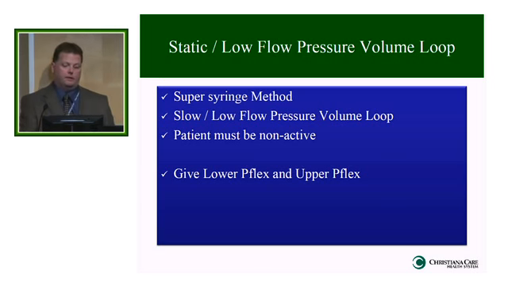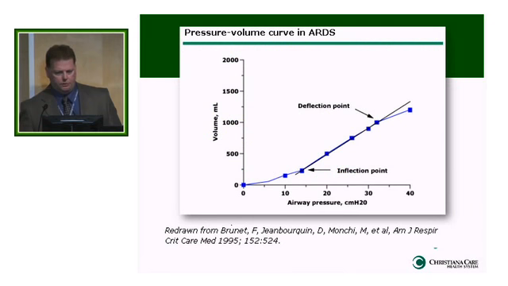With this, the key thing is the patient needs to be not active. So you have to take their drive to breathe out, because you want them to just passively sit there and let you inflate their lung, essentially, to see where their lower and upper P flexes are. So what do these things look like?